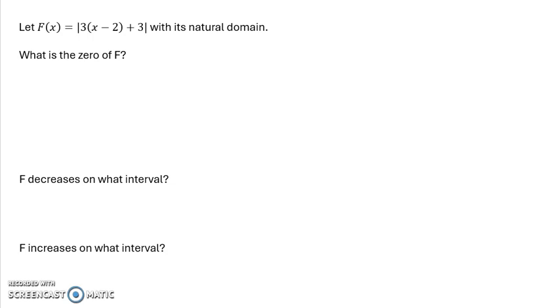Keep in mind when you're finding the zeros, those are the same thing as your x-intercepts, which means that the y value for each of those points is going to be equal to 0. So we're going to go ahead and set our function equal to 0. And the only time this function is going to be equal to 0 is if the stuff inside those absolute value symbols is equal to 0.